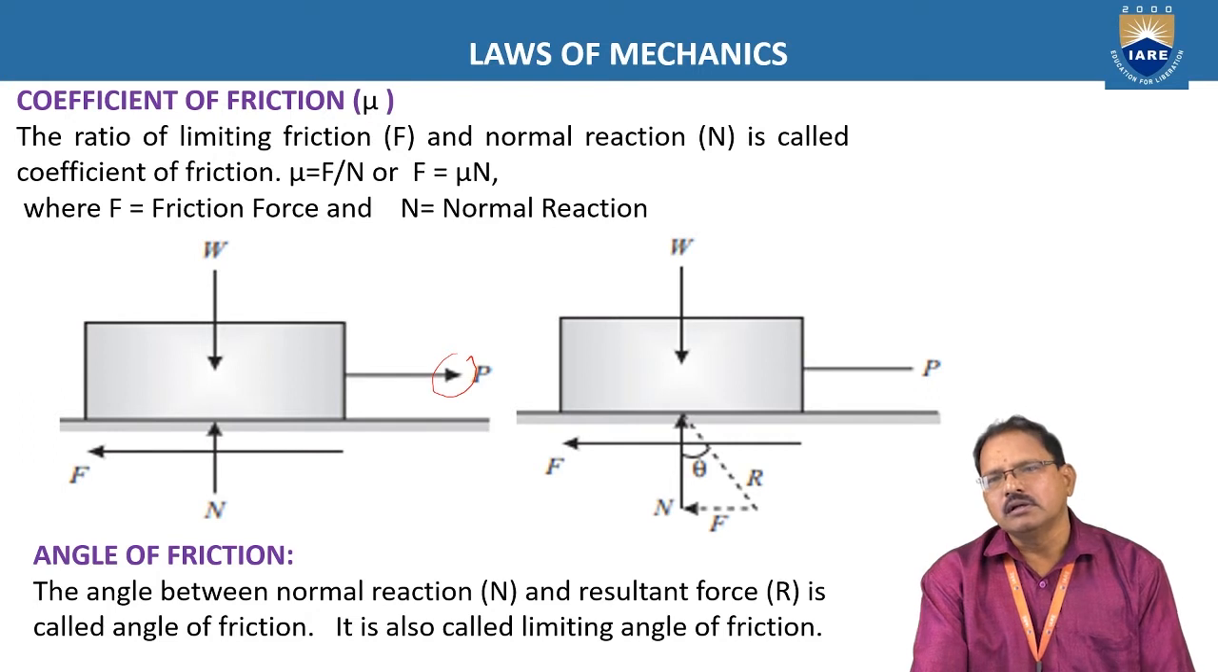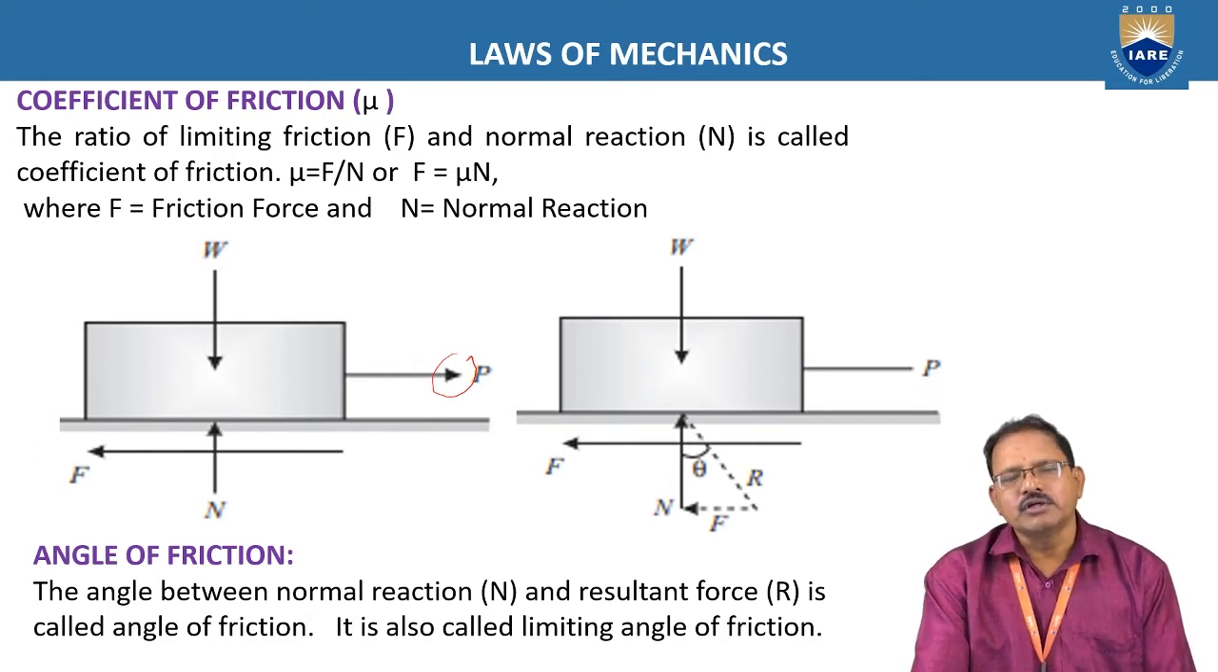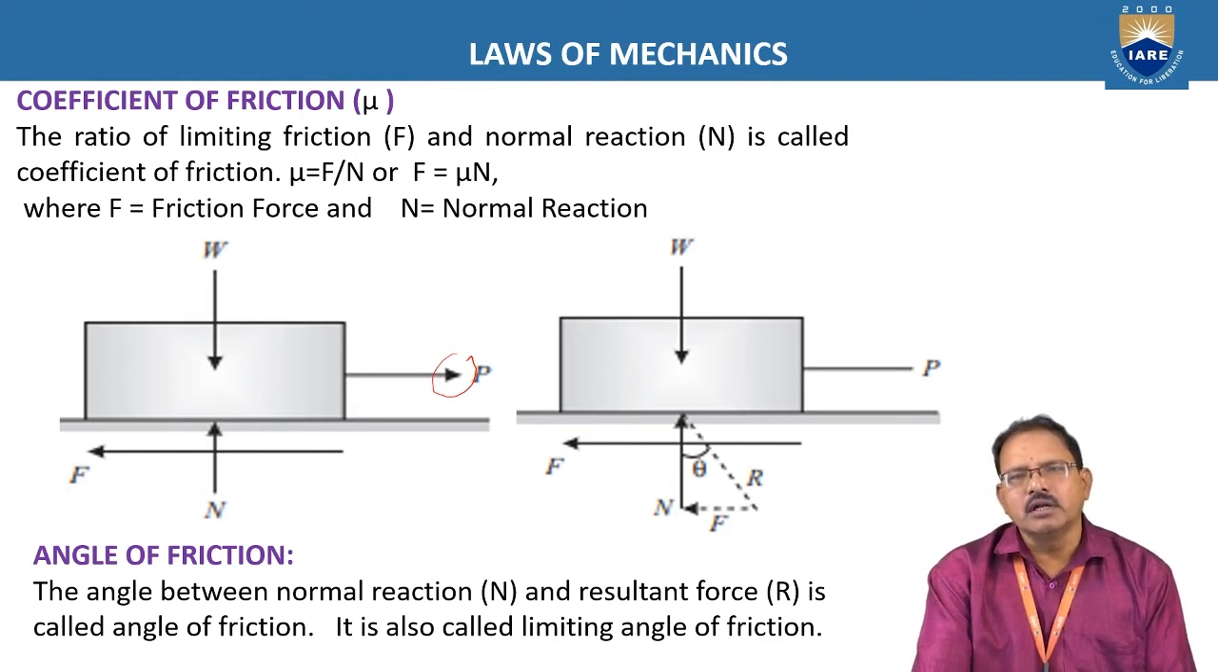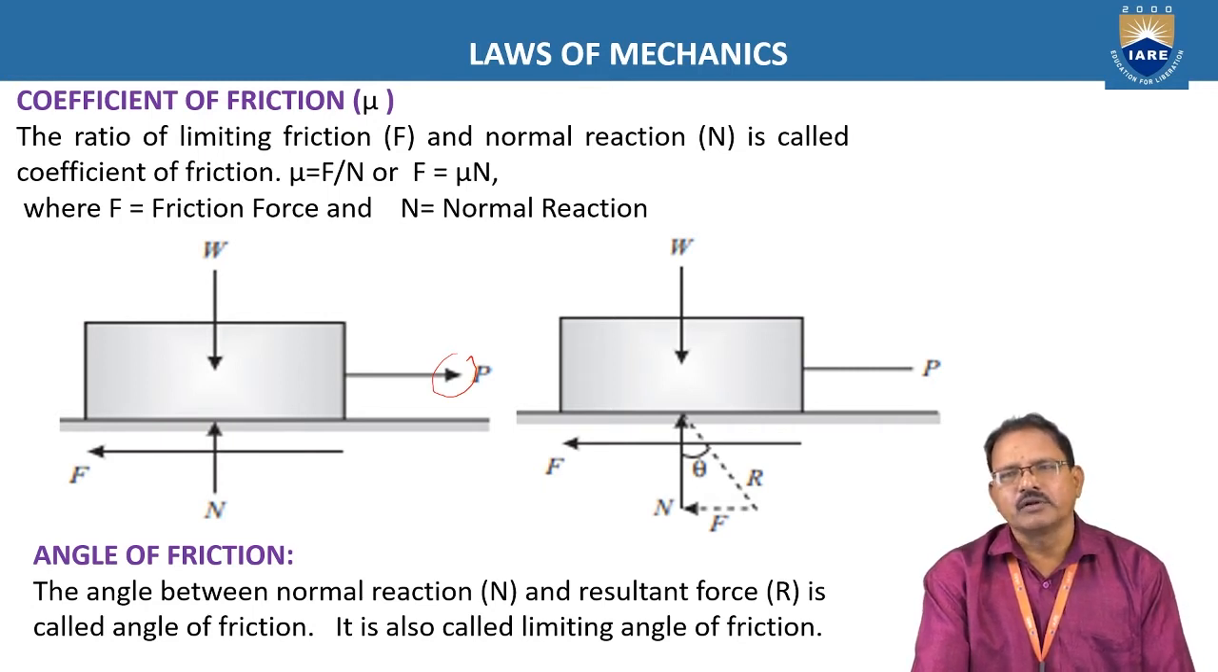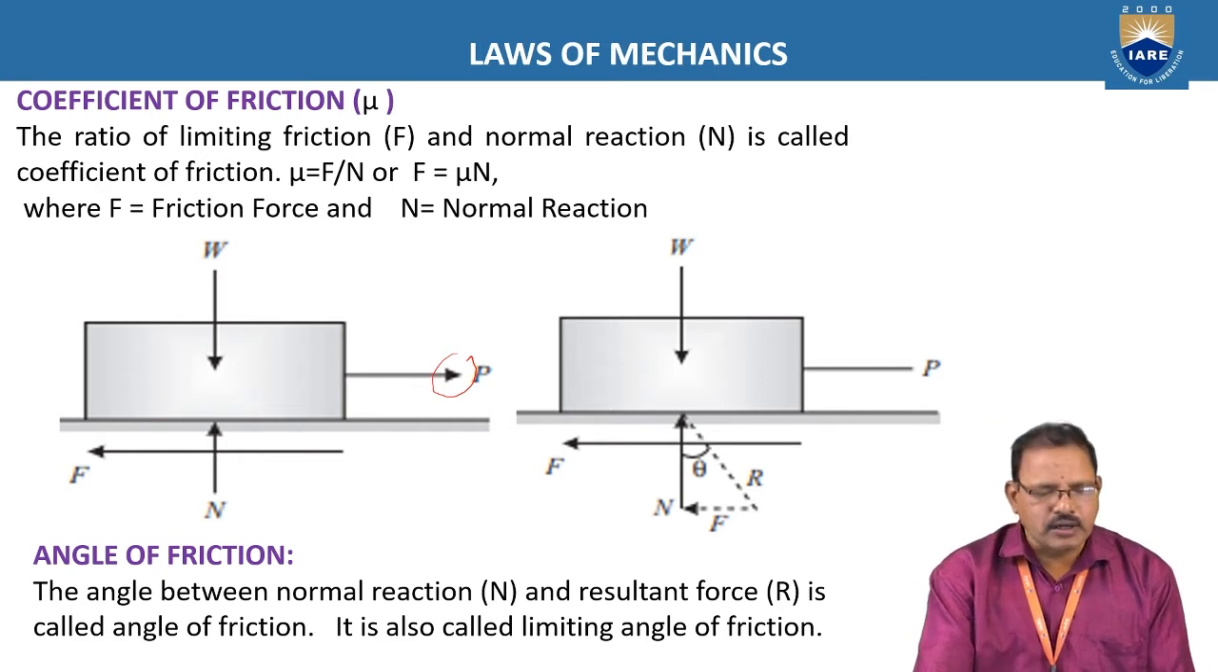When the body tends to move, the applied force P acts toward the right side of the object, and the frictional force always exists in the direction opposite to the direction in which the body tends to move, that is, toward the left side. P and F are equal in magnitude and act in opposite directions when the body tends to move only. These forces are again represented in figure number 2.